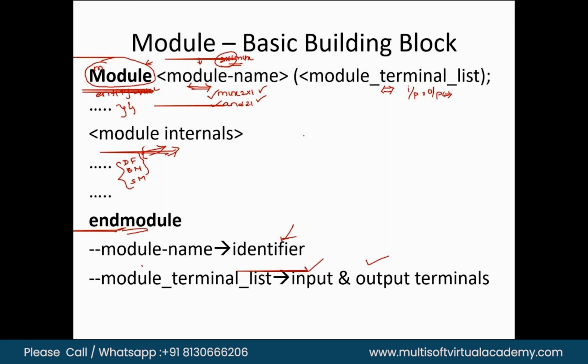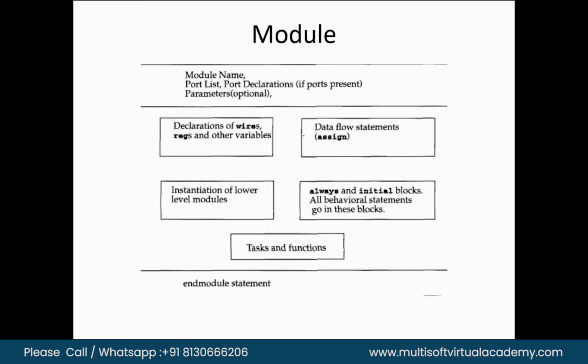So this is a simple syntax. Let's go one by one. So this is the block diagram representation of a module. First you will have module followed by module name, then port list followed by port declaration. Port list, suppose you have an AND gate with A, B, Y. Y is my output, A and B are my inputs. So here I need to define A, B as inputs and Y as my output in the port list.